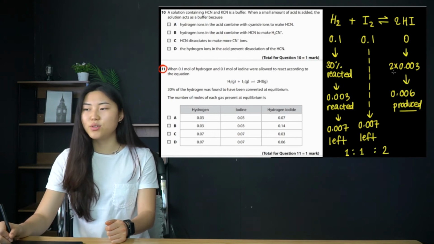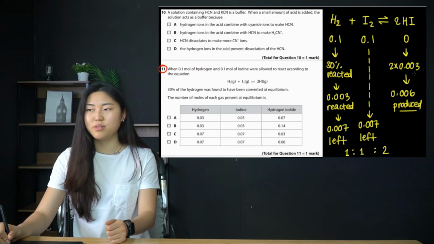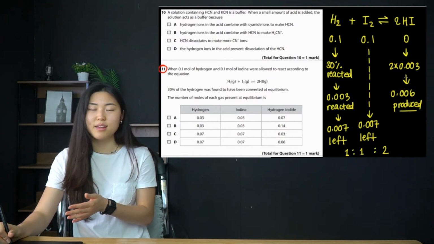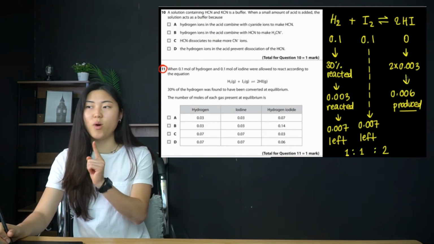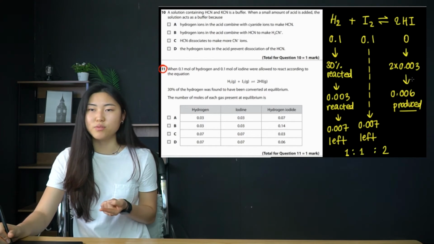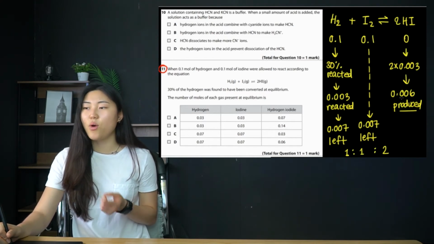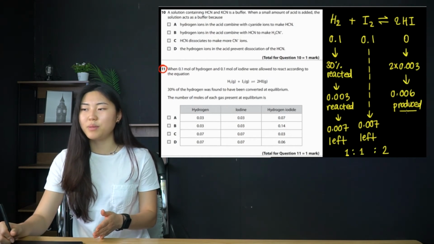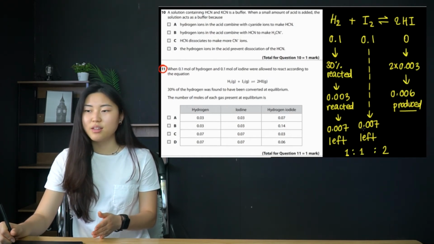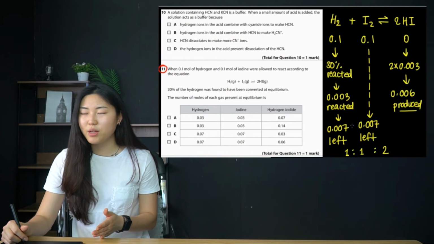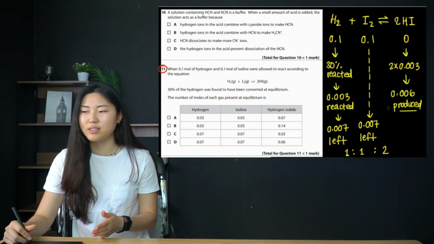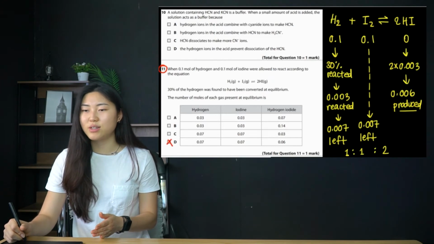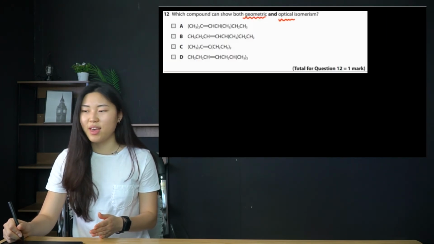So we're going to get 2 times 0.003 moles, because this is the change happening, like the ratio 1 represents 0.003 moles, right? In this case. So we're going to get 0.002 moles of HI being produced, okay? So in equilibrium, obviously, we're going to have these left and this produced. So therefore, the answer is going to be D, okay?